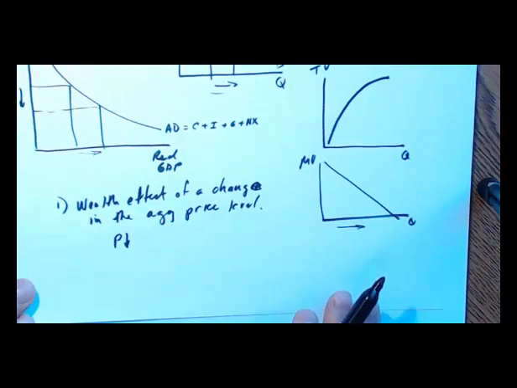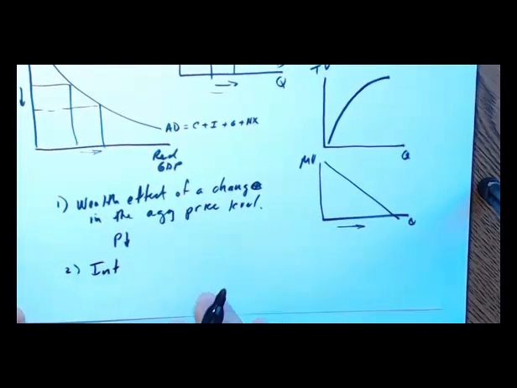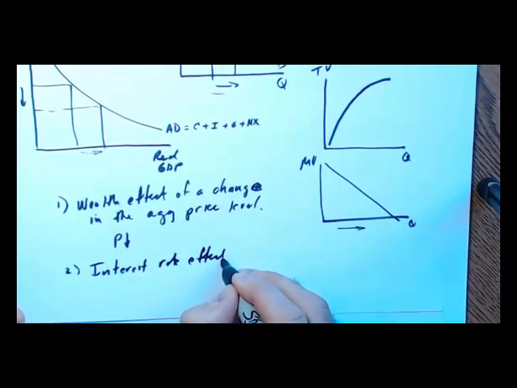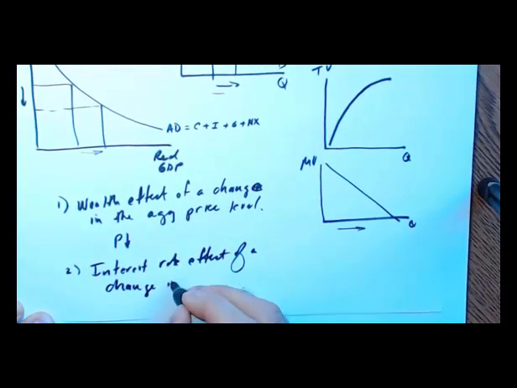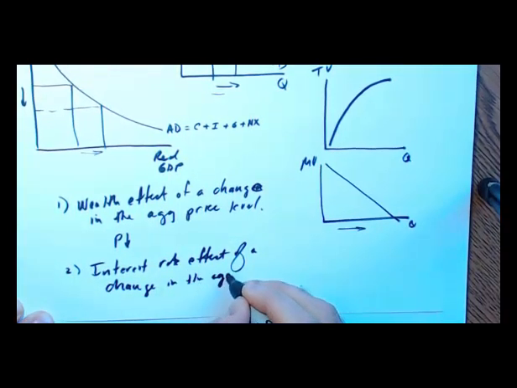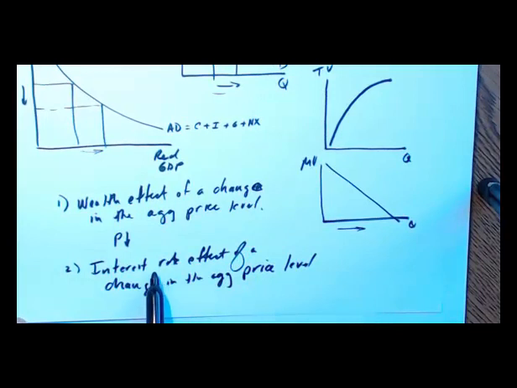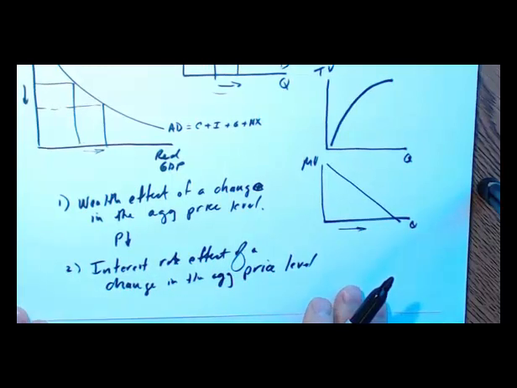The second effect is the interest rate effect. This is the interest rate effect of a change in the aggregate price level. Again, your text is clear to bold not just the interest rate effect, because there's a bunch of different interest rate effects. It could be interest rate effects due to a change in monetary policy, for example. So this is an interest rate effect due to a change in the aggregate price level.